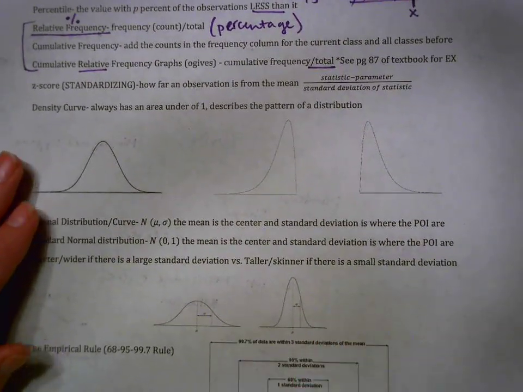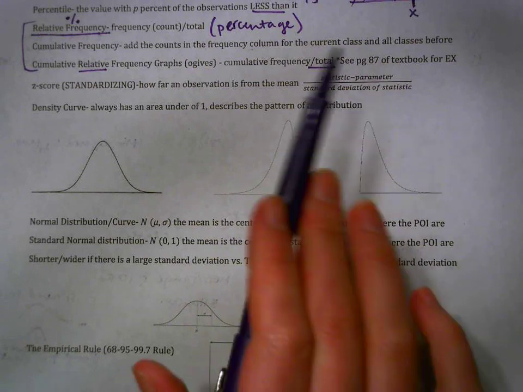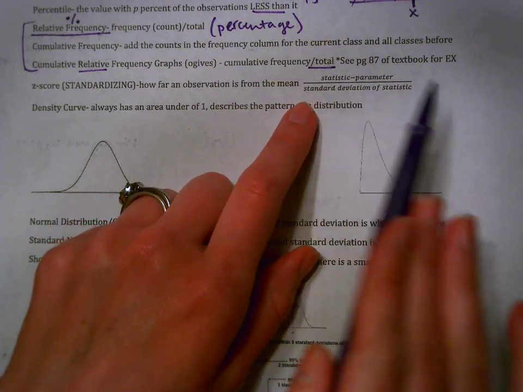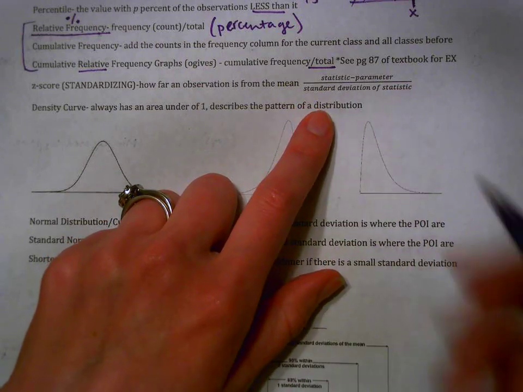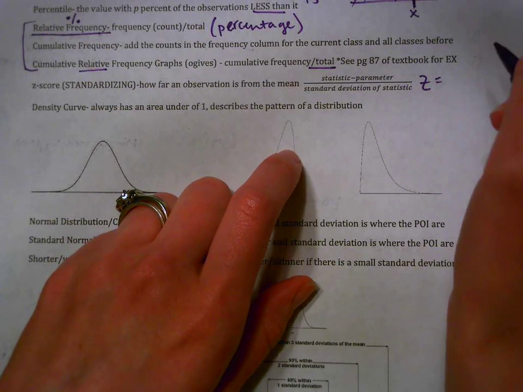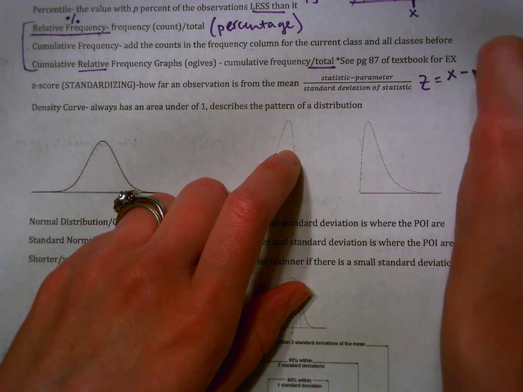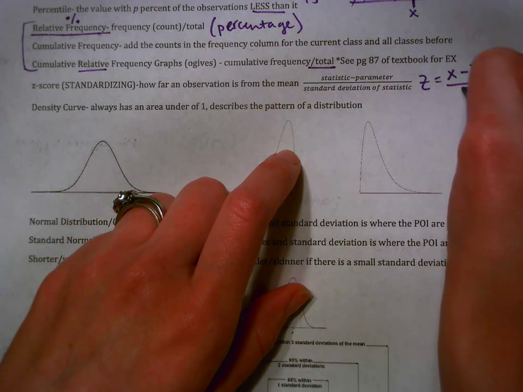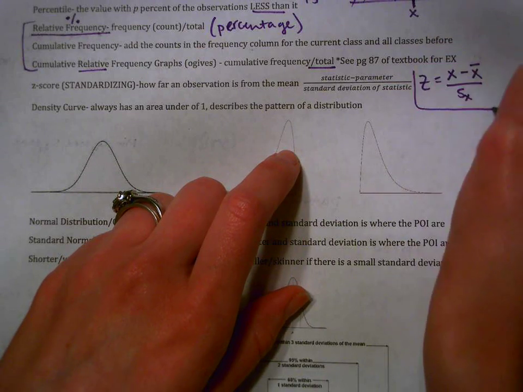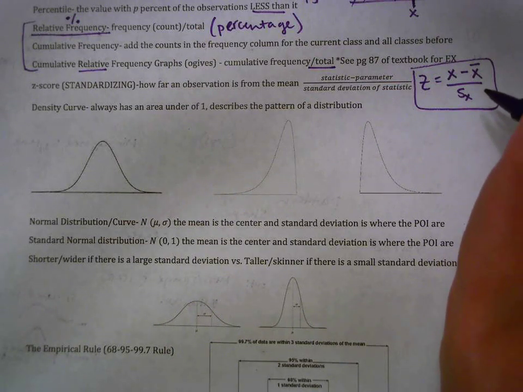Okay, so z-scores are important. When you find the z-score, it's called standardizing. So you're measuring how far an observation is from the mean, which it actually goes back to this test statistic formula that we used in the later chapters. But to find a z-score, how many standard deviations your value is from the mean, you take your observation x, you subtract the mean x bar, and you divide by the standard deviation s sub x. That is your formula to standardize. And what that is, it's the number of standard deviations your value is away from the mean.